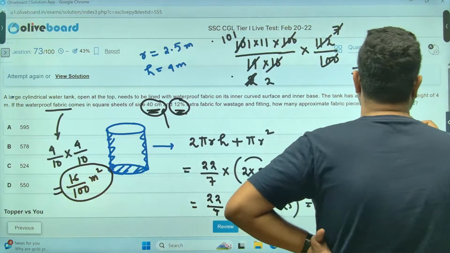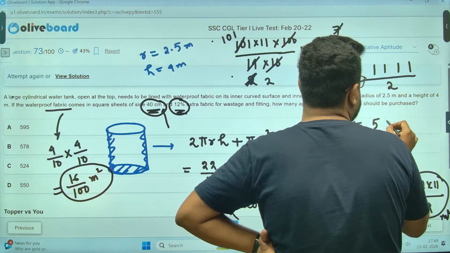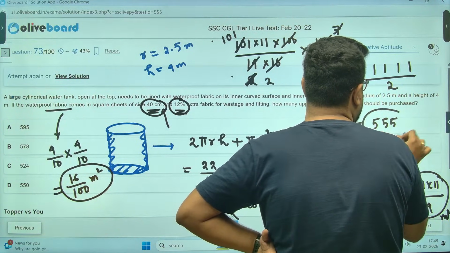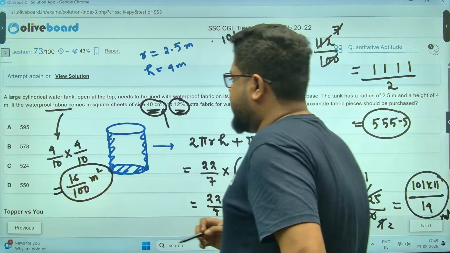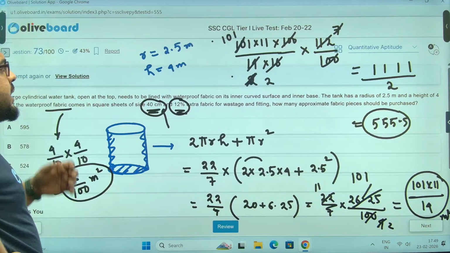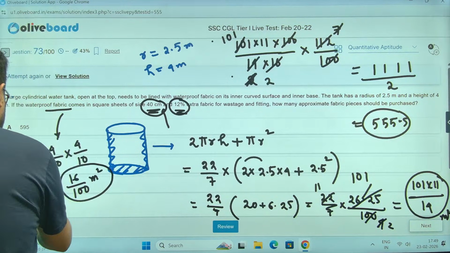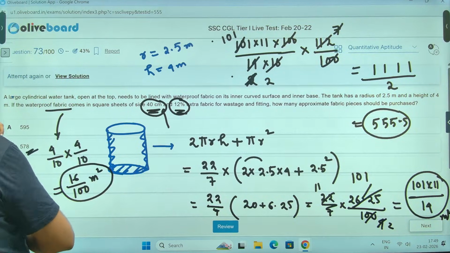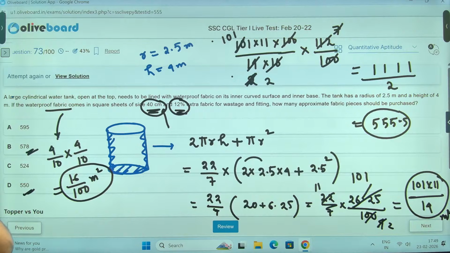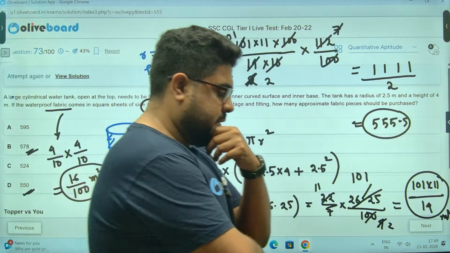500, 550, sir, 1100, 555, around that. 555, around that. That is exactly what I'm getting. But again, either this or this then. If I have not made any errors.